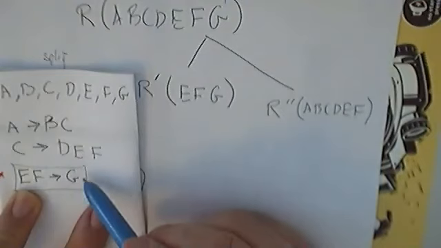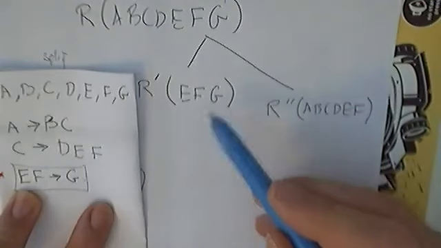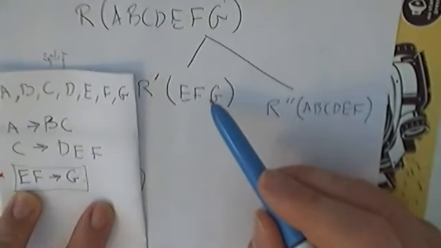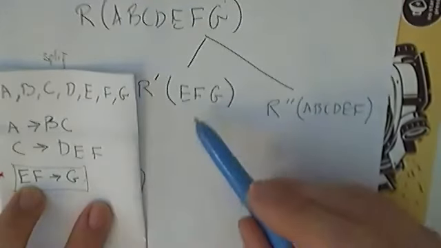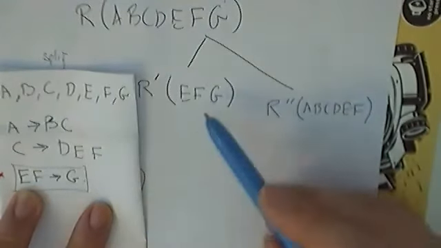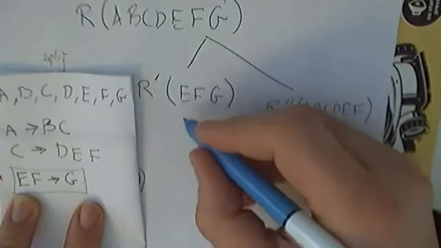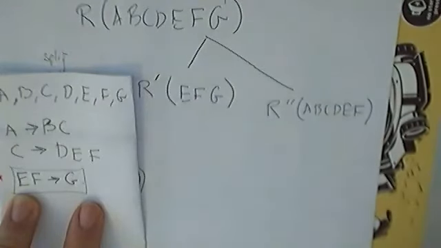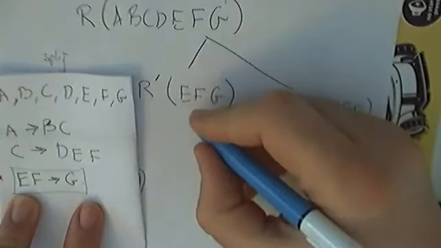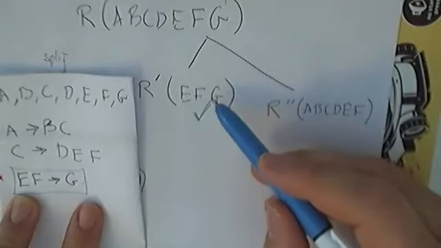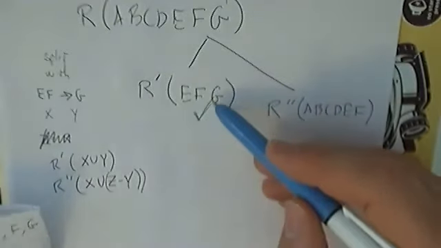So this is the only functional dependency we're going to consider when we ask the question, is this in BCNF? In other words, is EF a superkey of this relation? And the answer is yes. So this now is in BCNF. So we're done in this branch down here.